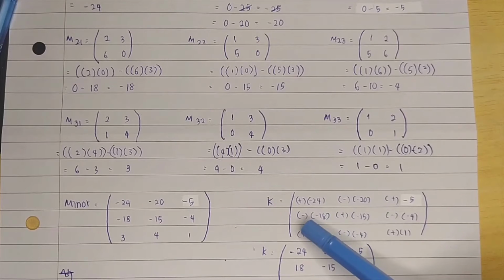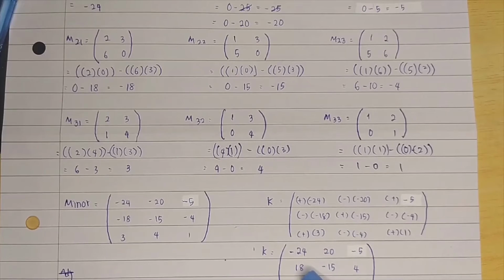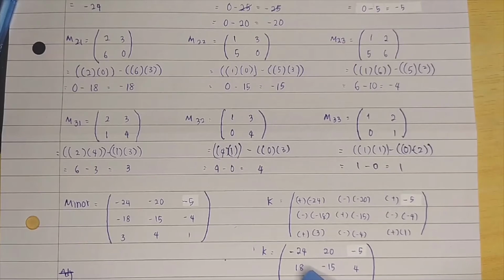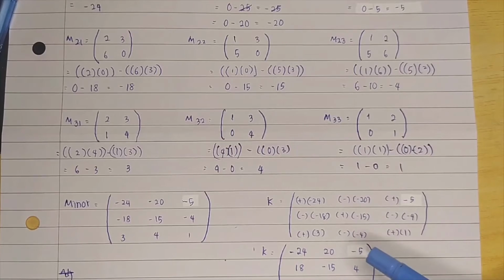Negative multiplied with negative will be positive, so here it is positive 18. So the answer will be negative 24, positive 18, 3, 20, negative 15, 4, negative 5, 4, and 1. Okay, that's all for the cofactor.